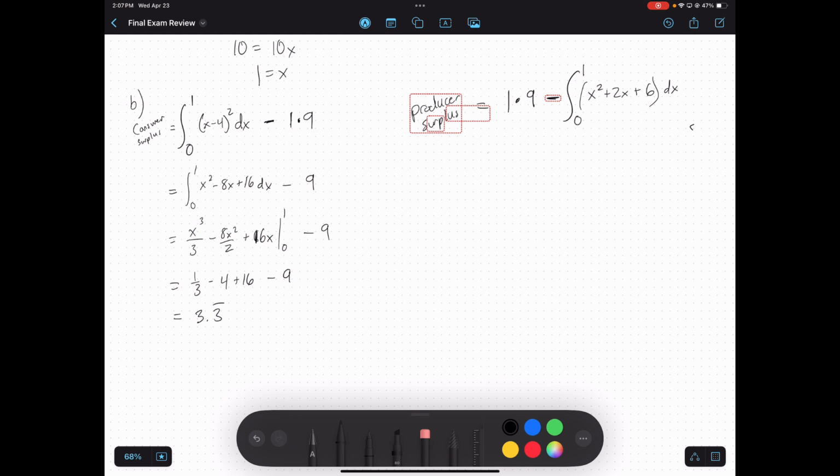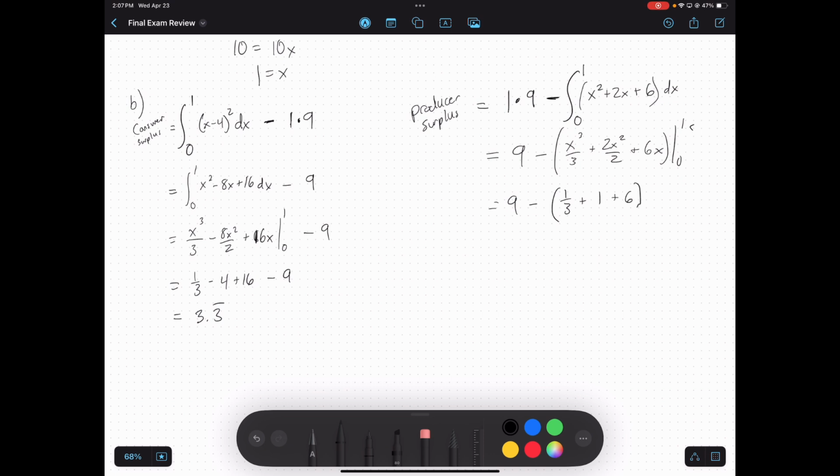Okay. So what does that give me? Let's see. That gives me 9 minus this integral. So my antiderivative is x cubed over 3 plus 2x squared over 2 plus 6x evaluated from 0 to 1. And I get 9 minus 1/3 plus 1 plus 6.